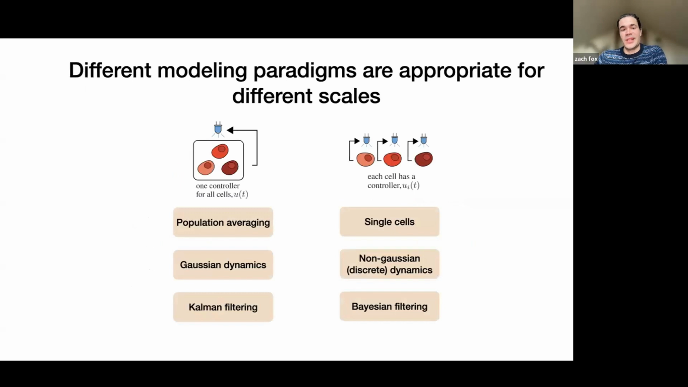And different modeling paradigms are appropriate for these different scales or levels of control. In population control, we get to make use of population averaging. And then we can use central limit theorem approximations to say that we have Gaussian dynamics. And we can use traditional modeling or filtering and estimation like Kalman filters. However, when each cell has its own controller, we might have non-Gaussian discrete dynamics of the underlying gene expression pathway. And so we need to use something that can work with those kinds of dynamics. And so we use a more general Bayesian filtering approach.